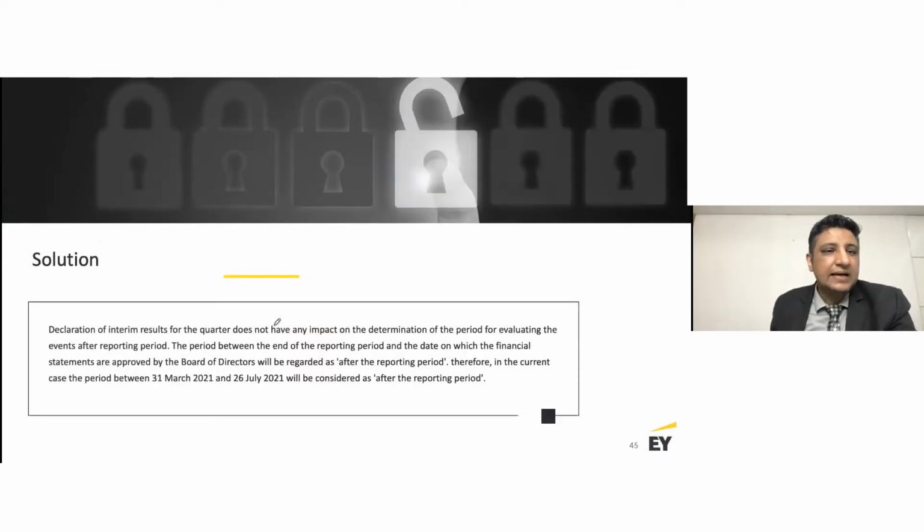It says that declaration of interim results does not have any impact. That is something that we have been talking about. It does not have any impact on the determination of the period for evaluating the events after the reporting period. The period between the end of the reporting period and the date on which financial statements are approved will be regarded as the after the reporting period. Of course, in this scenario, the period between 31st of March 21 and 26th of July 21 will be considered as after the reporting period.